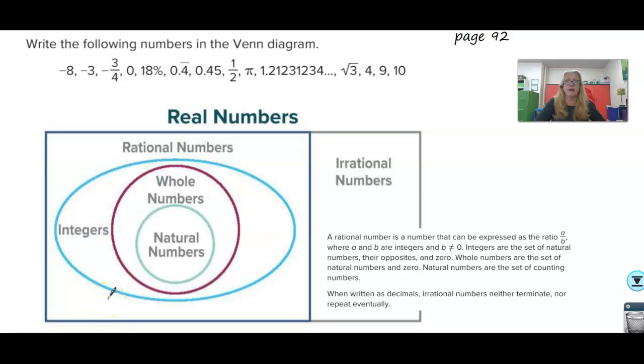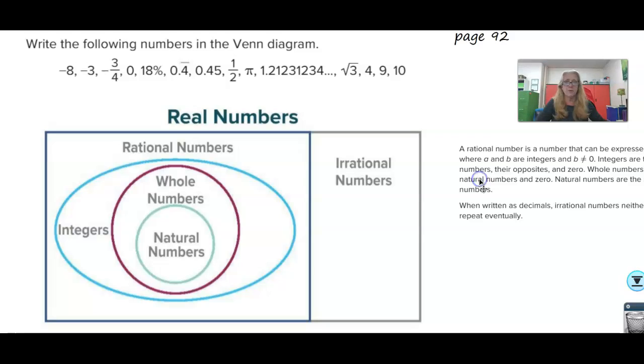All right, so this is the graphic organizer that's in your course book. And this little paragraph down here says pretty much what I just told you. So we're not going to read that math mumbo jumbo. No, we are not. But they want us to write these numbers here in the right sections.